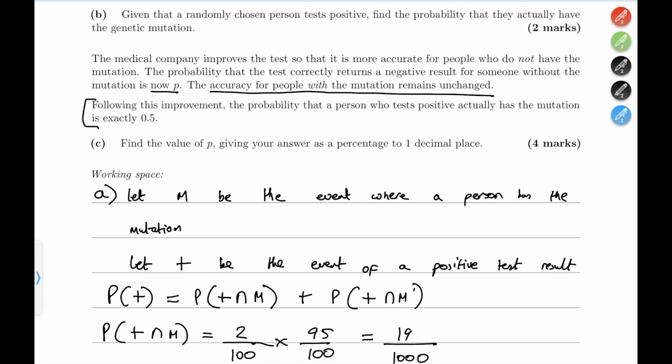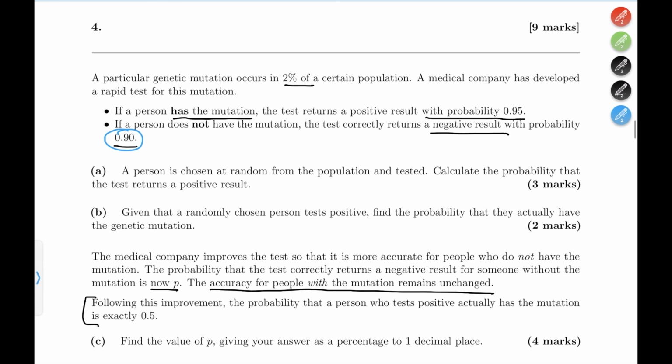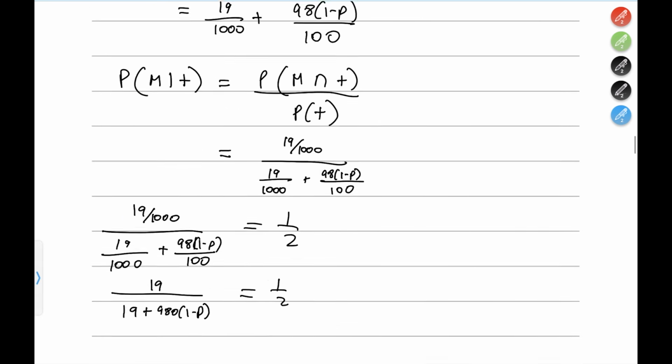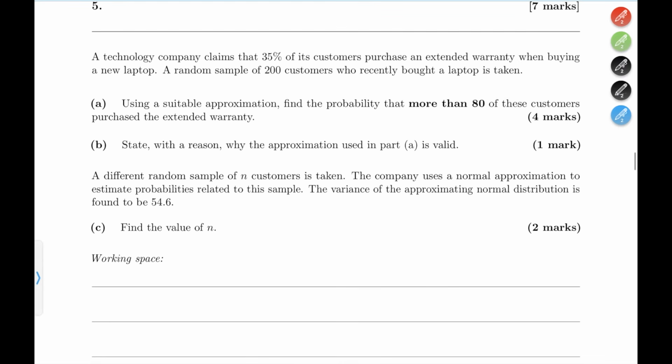Yes, to 1 dp. So hopefully that made sense. I might have got mixed up a bit with the conditional probability, but again, I think that's a good practice question, and hopefully the explanation made sense, and we can now move on to question 5.